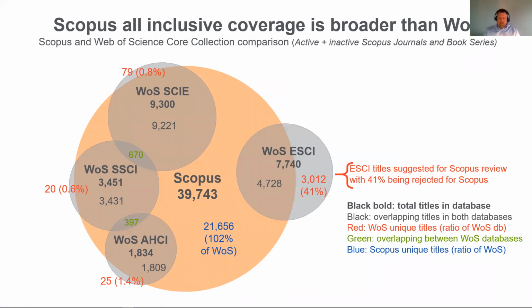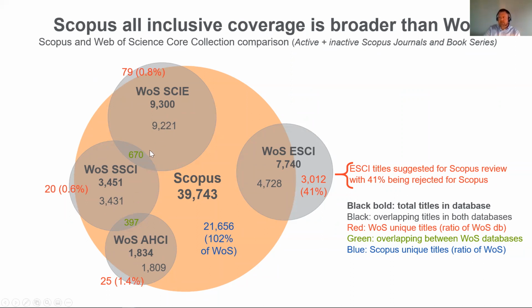So I was asked to point out differences between Web of Science content and Scopus content. And these next 2 slides are my attempt visually to present it to you in the simplest form that I've been able to come up with. Scopus is all-inclusive coverage. It's broader than Web of Science. And the Web of Science core collection has over 21,000 unique titles, and it's represented in 4 databases.